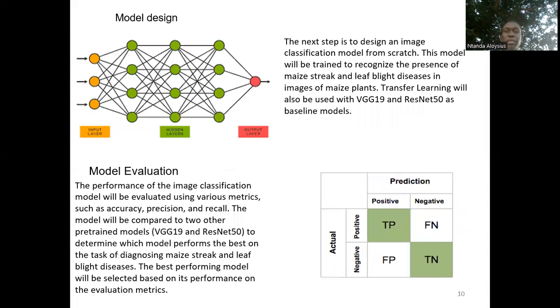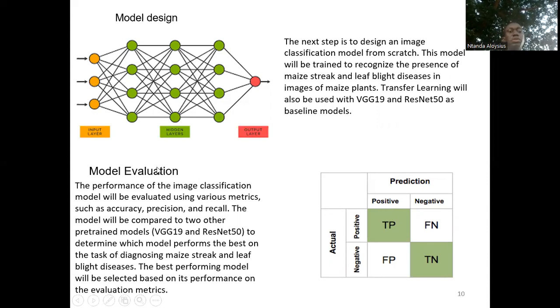For our model design, we shall design an image classification model from scratch. This model will be trained to recognize the presence of maize streak and leaf blight diseases in images of maize plants. Then transfer learning will be used on two models, VGG19 and ResNet 50, as our baseline models. We shall transfer knowledge from those models.